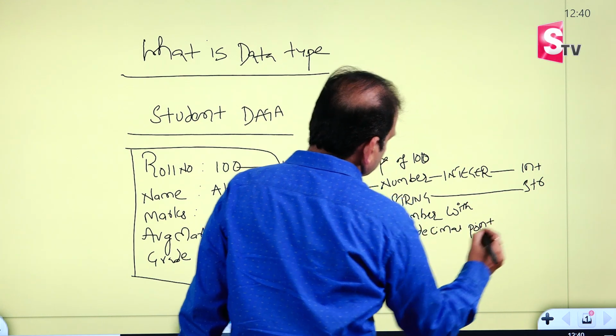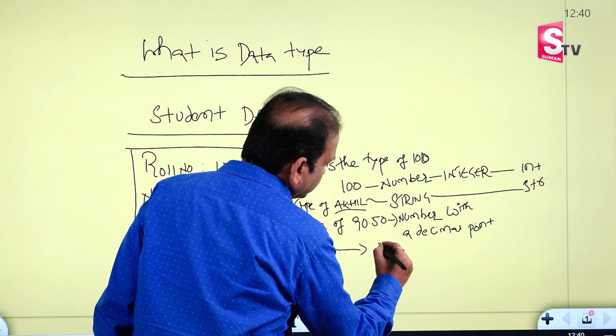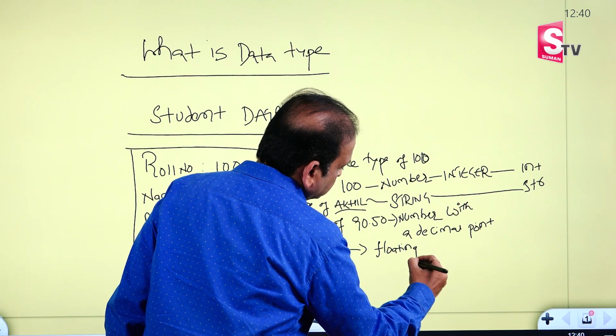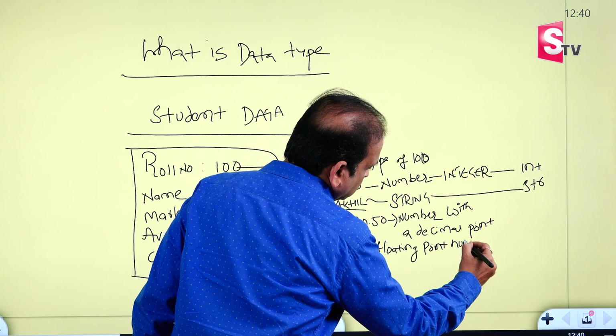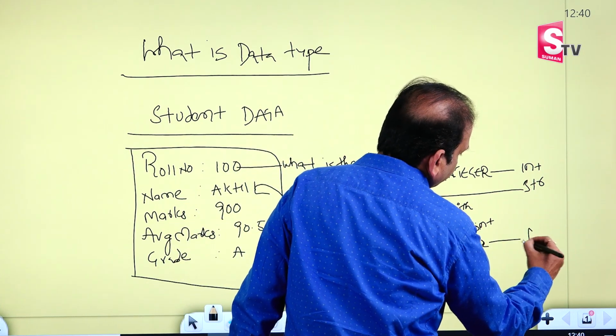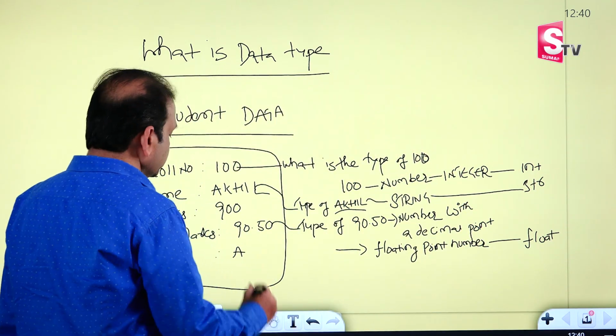And in computer science, we say it's a floating point number. This 90.50 is called what? A floating point number. And in short we say float. What is the type of A?